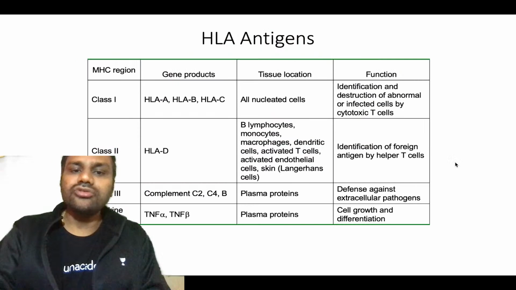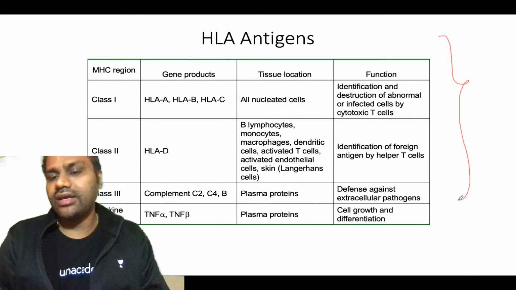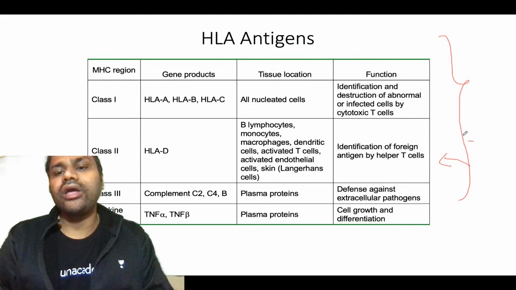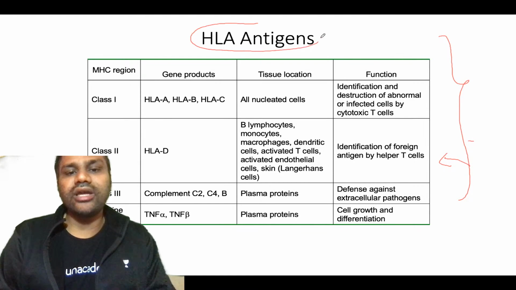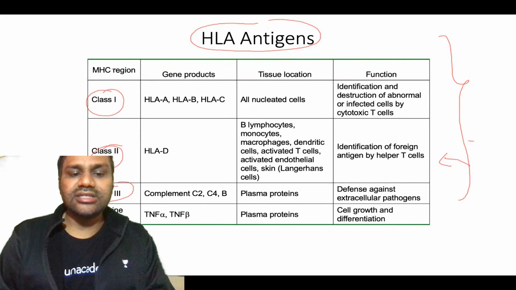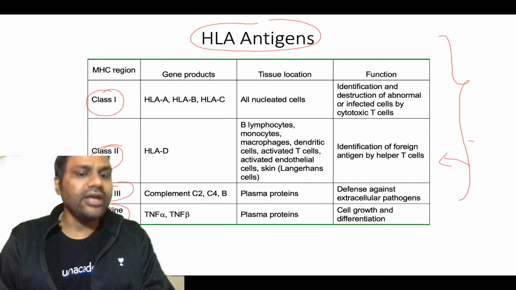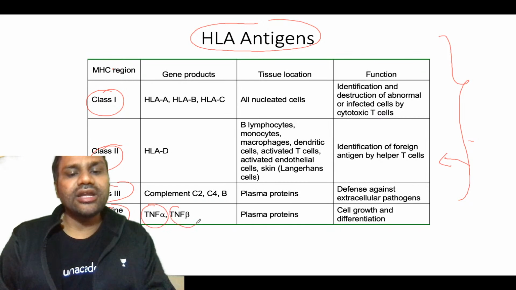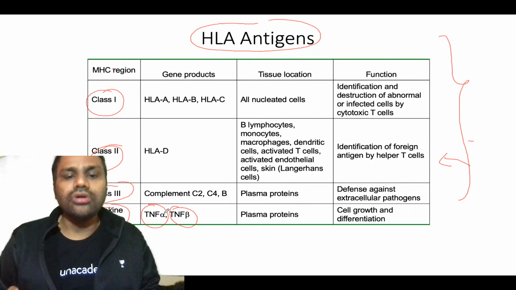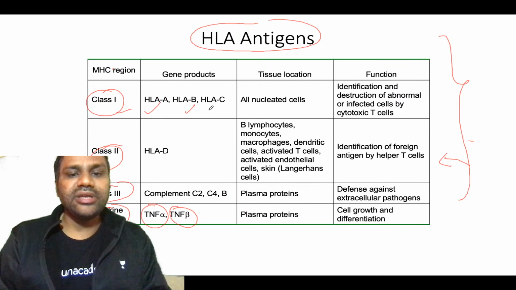Now you also need to know about the HLA antigens. You can go back to your immunology chapter and open your Robbins, where you can see the different types of HLA. In the MHC region there is class 1, class 2, class 3 and cytokine genes, which some writers also call class 4. TNF alpha and TNF beta are basically class 4 antigens. Class 1 will have HLA-A, HLA-B and HLA-C.